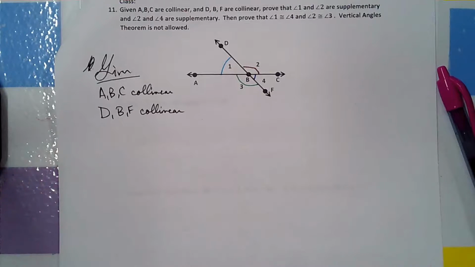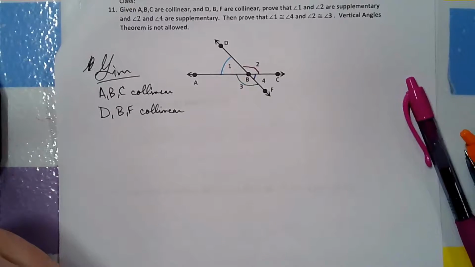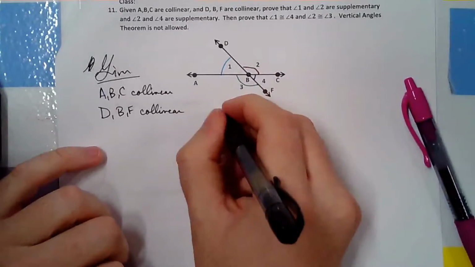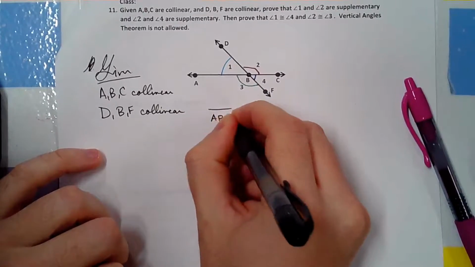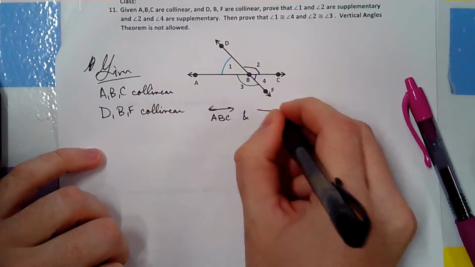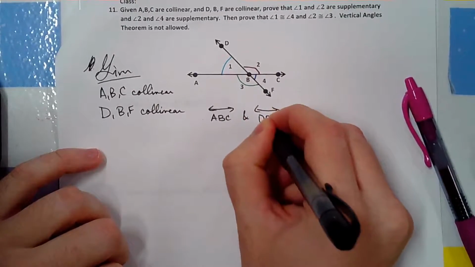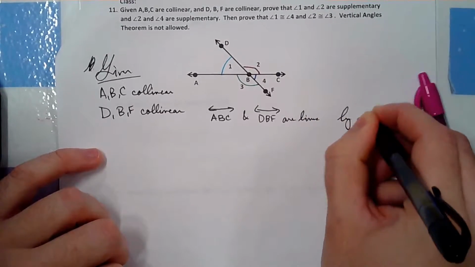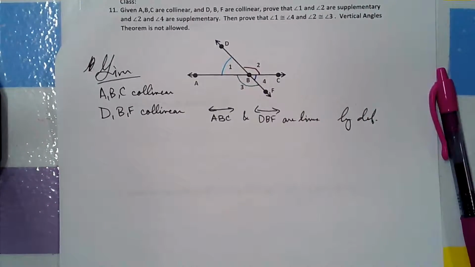All right, so here we are. We have all these angles. 1 and 2 are supplementary, 2 and 4 are supplementary. We know that, so let's write that. Angle 1 is blue. Oh, no, that's what we want to prove. So given this stuff, we know that ABC and DBF are lines. By definition, right? If the points on them are collinear, then the thing itself is a line, right? Seems really silly, but it is.